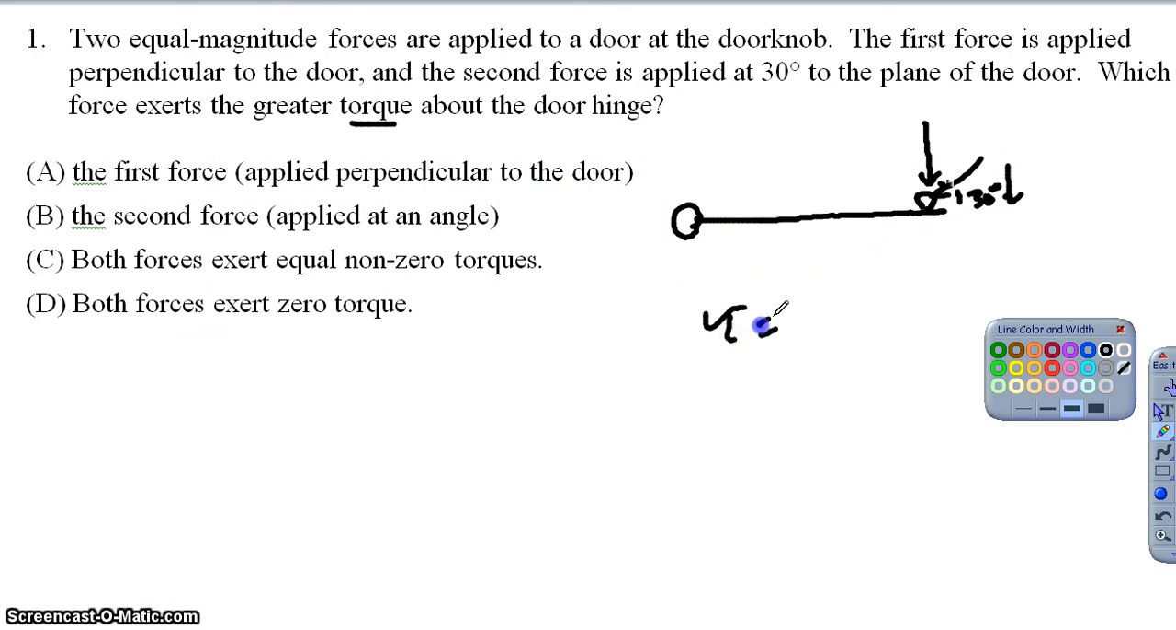And if you just look at the formula, torque equals force times radius times sine of theta. So if we have any angle at all involved, that's going to decrease the value of our force. So again, the one that's applied perpendicular is going to produce the greatest torque about the door.